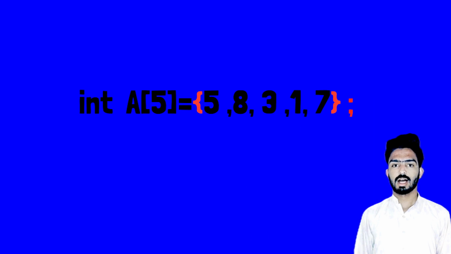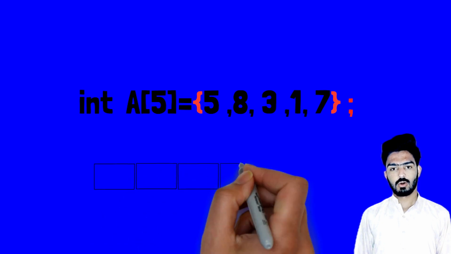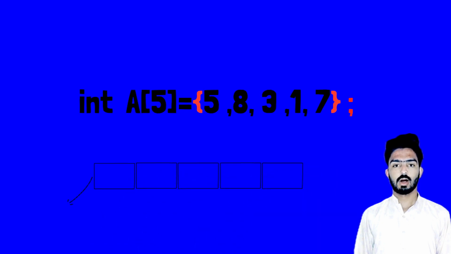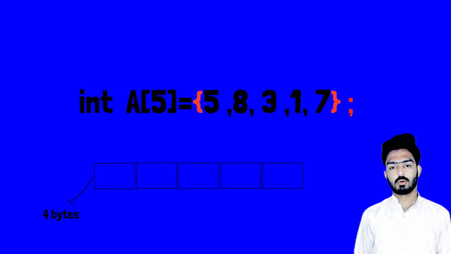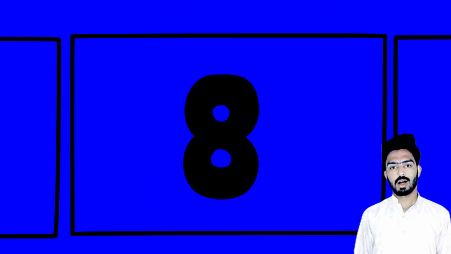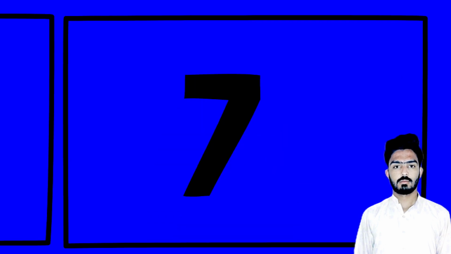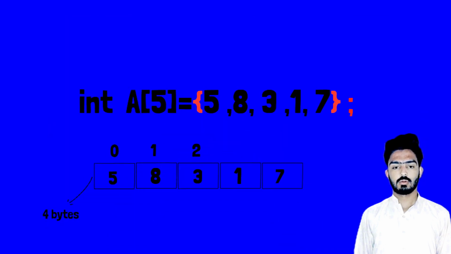Here we have an array with the name a, data type integer, and maximum array length 5, having values 5, 8, 3, 1, 7. So here 5 boxes mean we have taken space for 5 values. Here we are using the data type integer, which means each box occupies 4 bytes of space. Here we have 5 different values in 5 different boxes.